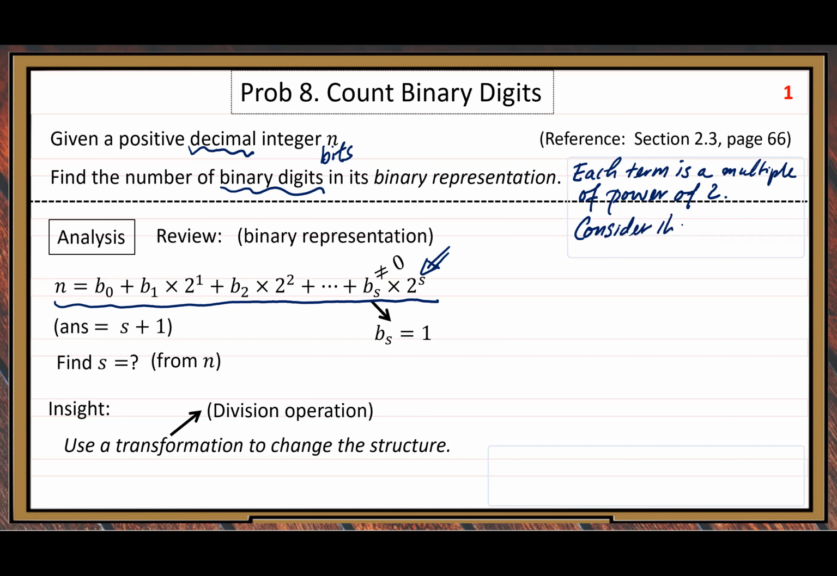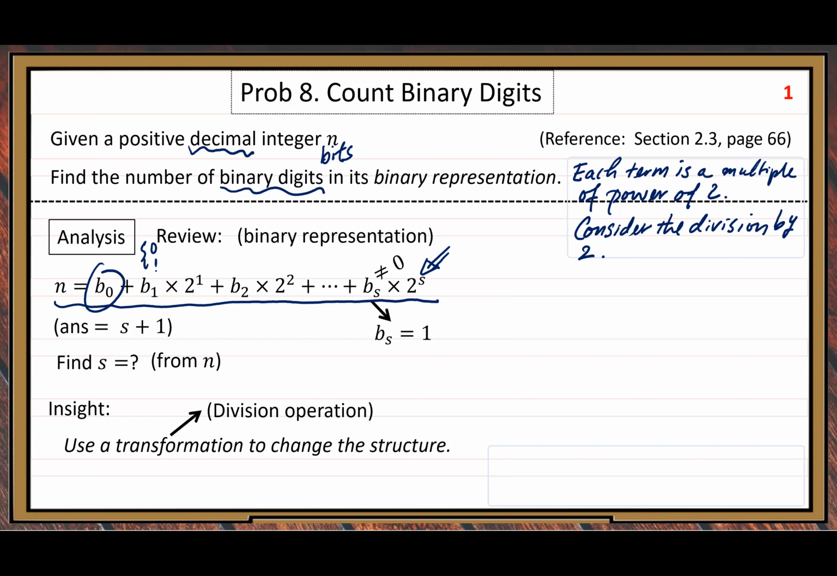Consider the operation integer division by 2. When you do that, except for the first term, because when you do division by 2, the first term may not be an integer. The first one is 0 or 1, with only two possible values, 0 or 1.